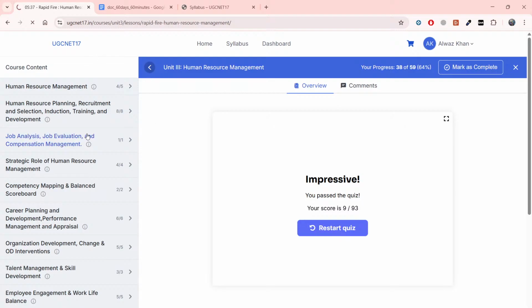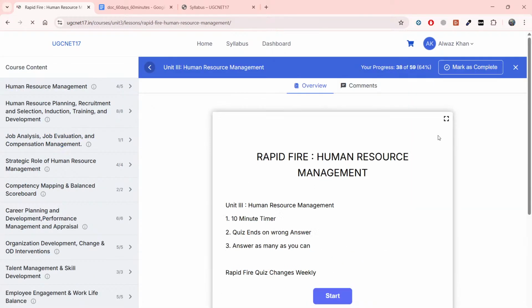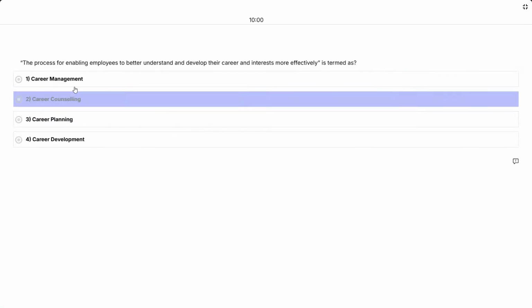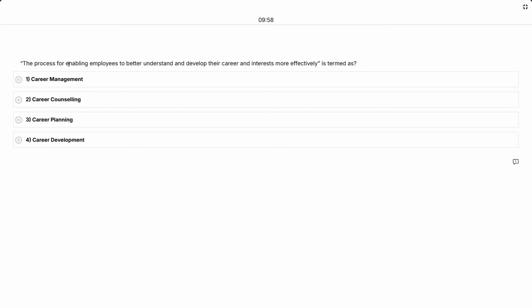See, along with studying, practice is important. For the answers that come out wrong, you can go through the question and the theory that is there, to study it again. That is also important. Evaluating yourself. The process for enabling employees to better understand and develop their career and interest more effectively is termed as.